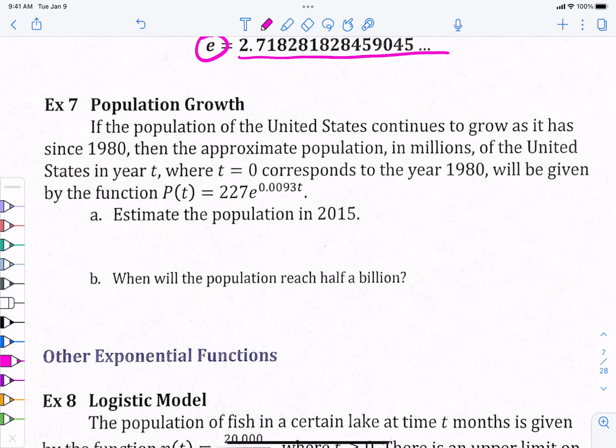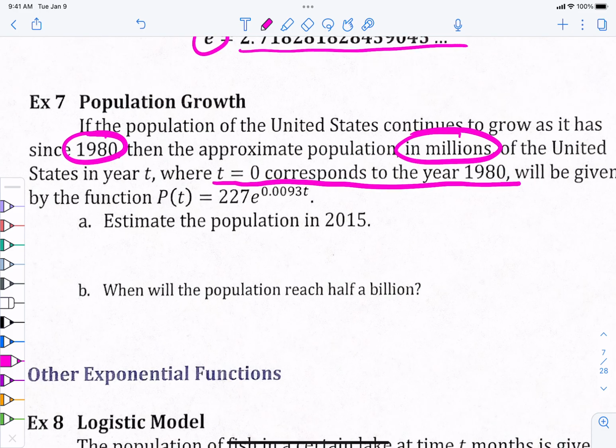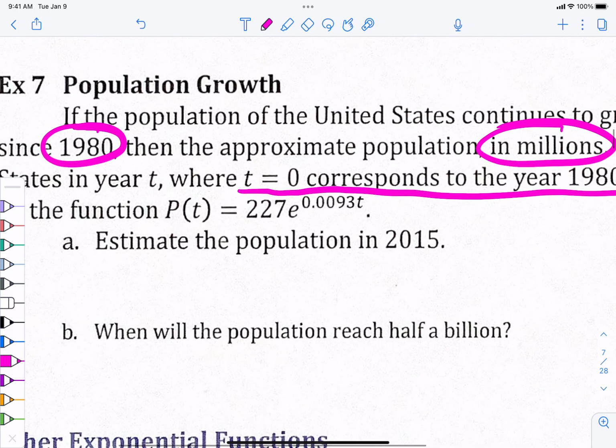Example 7. If the population in the United States continues to grow as it has in years since 1980, okay? I don't know if you see down below where it says t equals 0 corresponds to 1980. Underline that or circle that so we know where year 0 stems from. Then approximate the population in millions of the United States in year t. Now, here's the deal. In year 0, what was the original population? In year 0, which is year 1980.